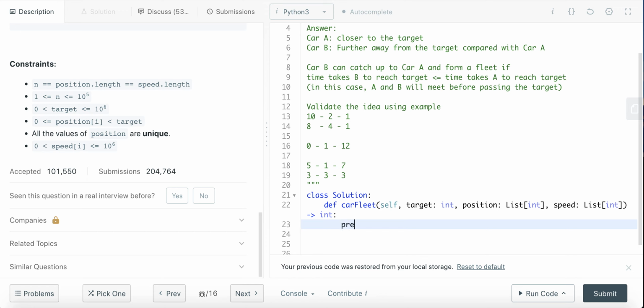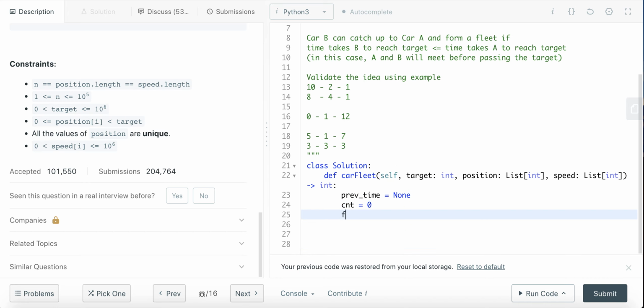So we keep track of the time, and then initialize this one to none. And then we also count the fleet. Initially, we initialize this one to 0. And then we are trying to sort the position and target and the speed.